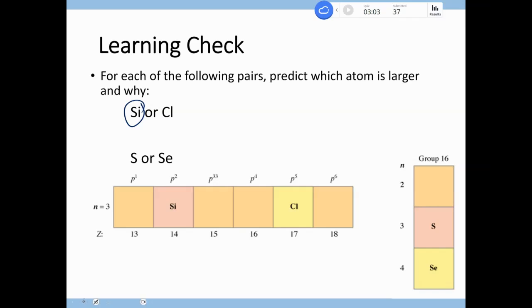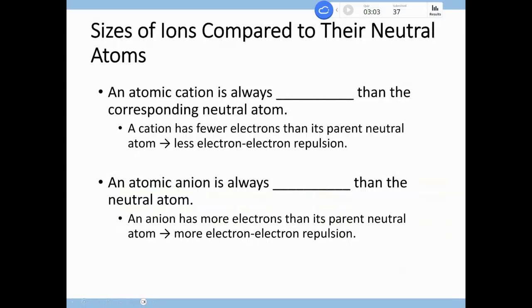Okay, so we've talked mostly about sizes of neutral atoms. This is all about the distance between the nucleus and the outermost electron. If we're taking away electrons, so we're creating a cation, then the atomic size will change. The ionic size will be different. Or if we're adding electrons, the ionic size is different.